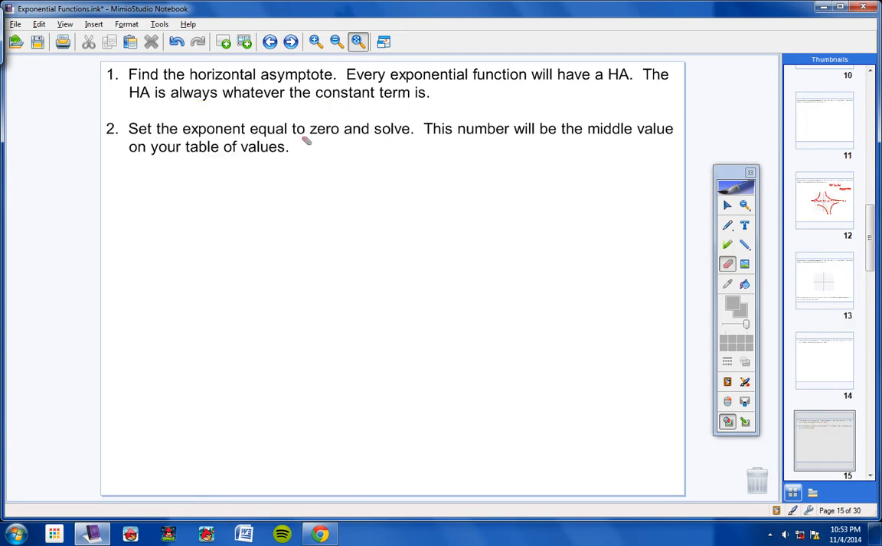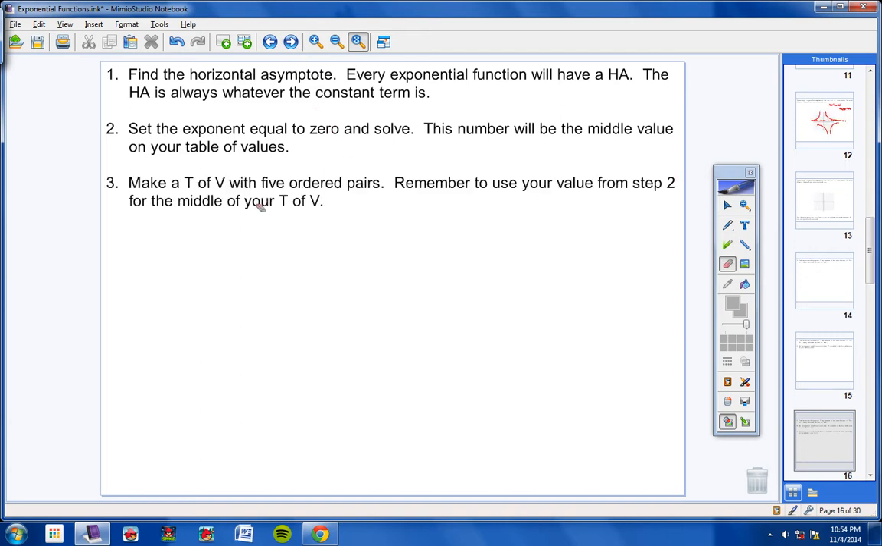Now step 2, set the exponent equal to 0 and solve. This number will be the middle value on your table of values, okay? So set the exponent equal to 0 and solve. This number will be the middle value on your table of values.